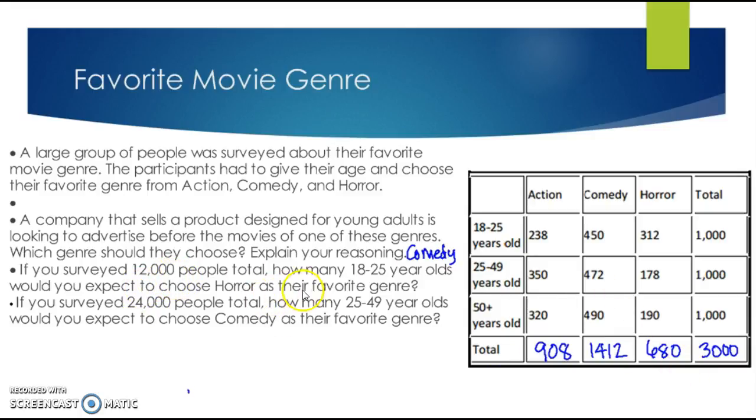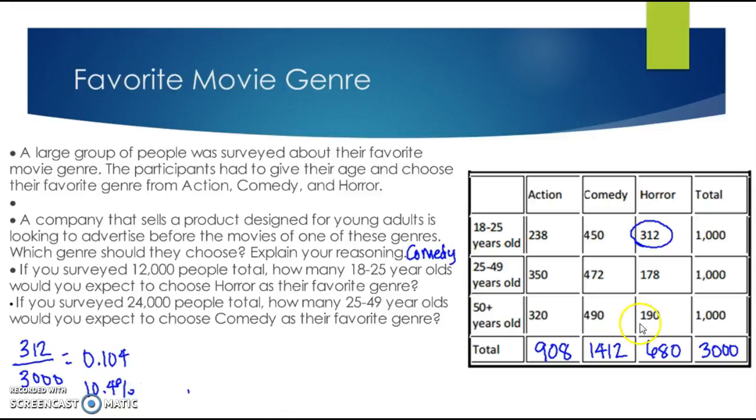For the next question, it wants to know if you surveyed 12,000 people instead of the 3,000 people, how many 18 to 25-year-olds would you expect to choose horror as their favorite genre? Well, there are 312 out of these 3,000. So if I want to know what percentage that was, we would do 312 on top and 3,000 on the bottom, and then type that into the calculator. Remember, it's going to give us a decimal, and that decimal is 0.104. Then if I put that as a percent, that would be 10.4%.